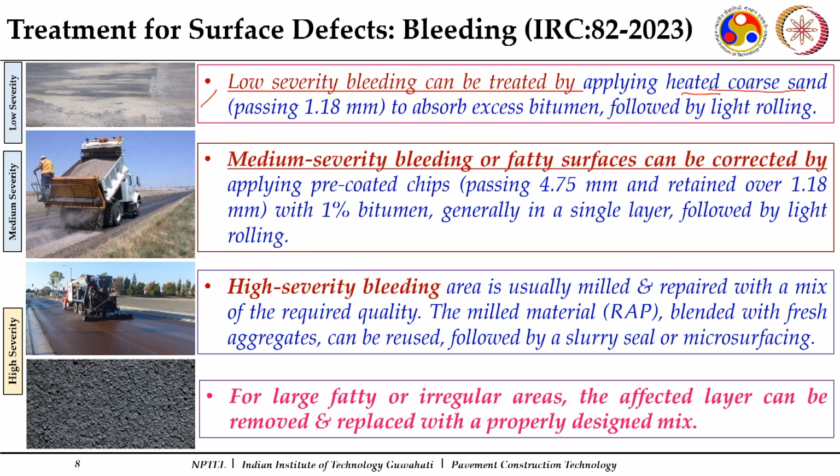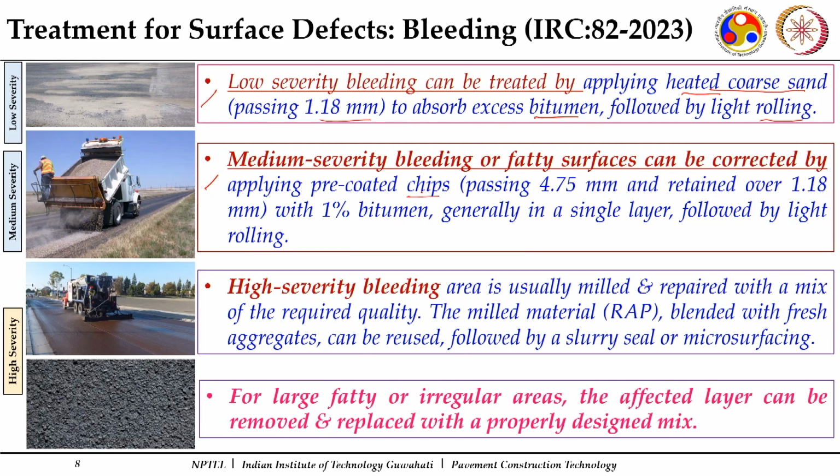So, we will go for an application of a heated coarse sand, typically the one which passes 1.18 mm, to absorb this excess bitumen. It is a heated one, and a small rolling is done over it. This is when you have these small spots. So, a low severity bleeding can be treated this way. If it is a medium severity bleeding, or fatty surfaces are there, then they can be corrected.